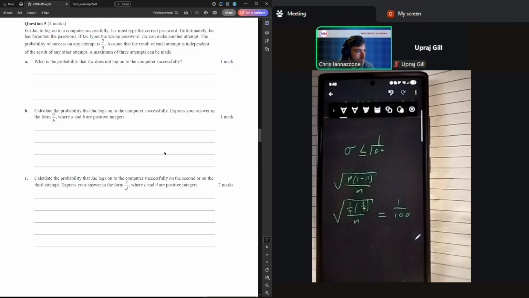Question 5, probabilities. What is the probability of not logging onto the computer successfully based on the following information?